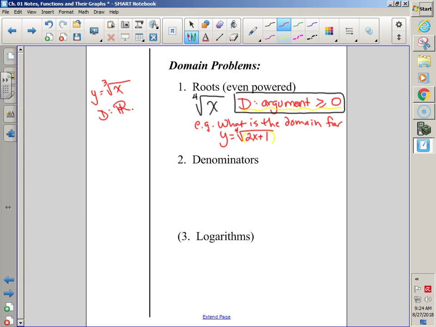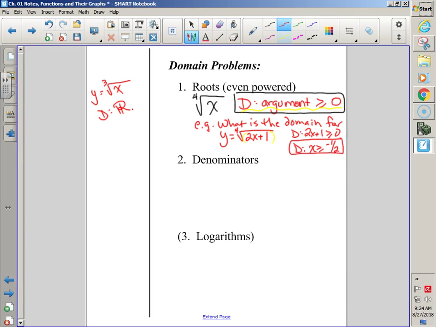So what happens when we set 2x plus 1 greater than or equal to 0? That's my domain, I can stop? No, you've got to get x alone. But how do we get x alone? Oh, not add. Subtract the 1, and then? Oh, and that's pretty easy, because your domain is just going to be x is greater than or equal to negative 1/2.